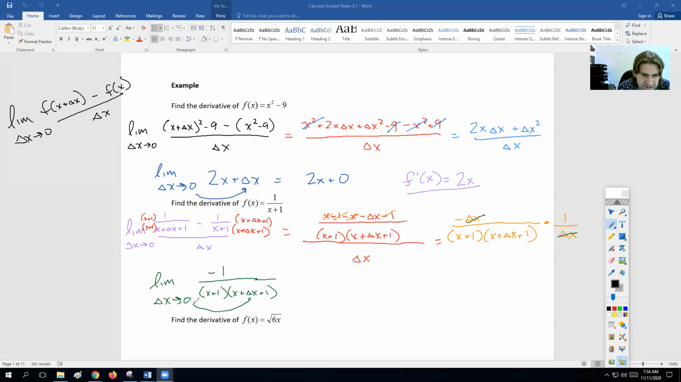So if we take the limit as delta x goes towards 0, we're going to change that delta x to a 0, and we would get negative 1 over x plus 1 times another x plus 1, because that'd just be a 0 there. And so we could say final answer here that our derivative f prime of x is -1 over x plus 1 squared.